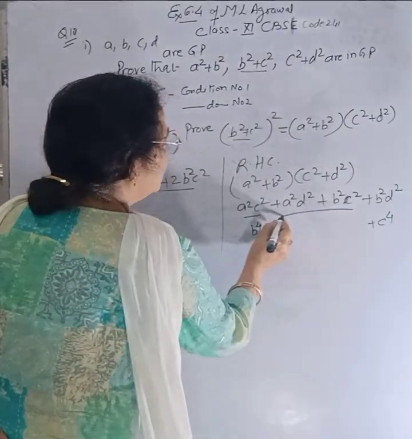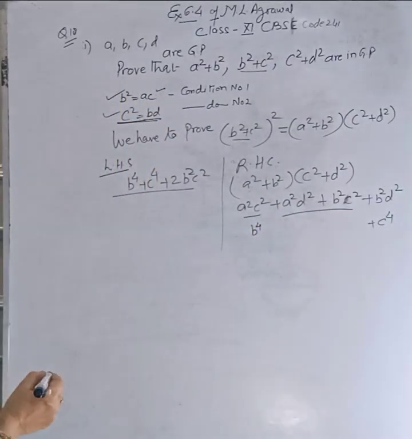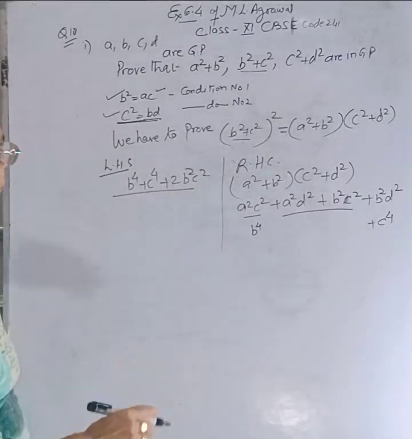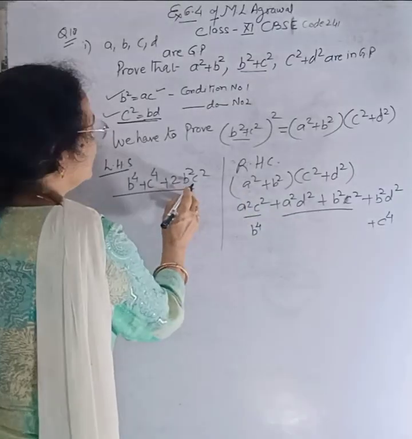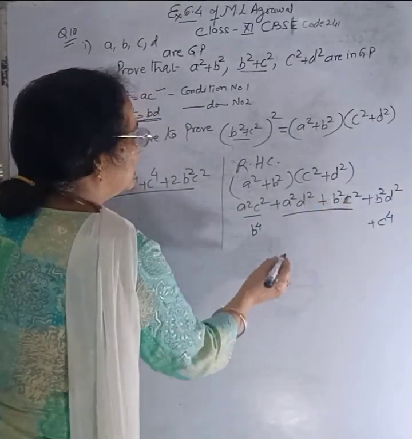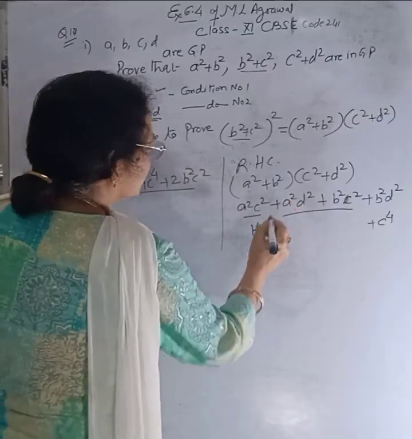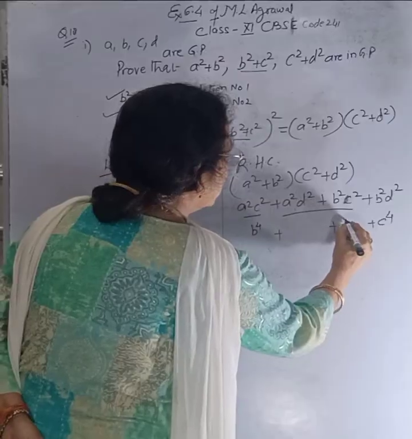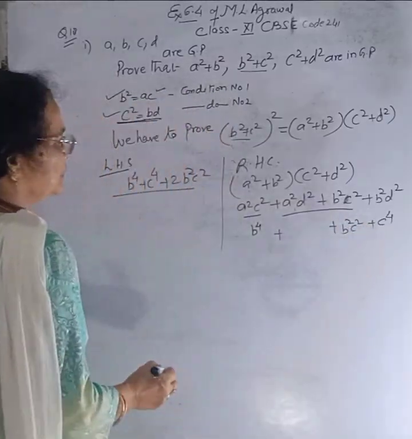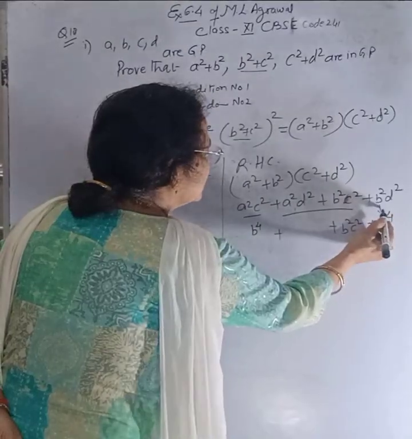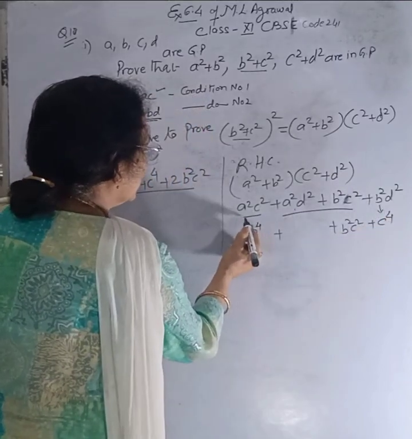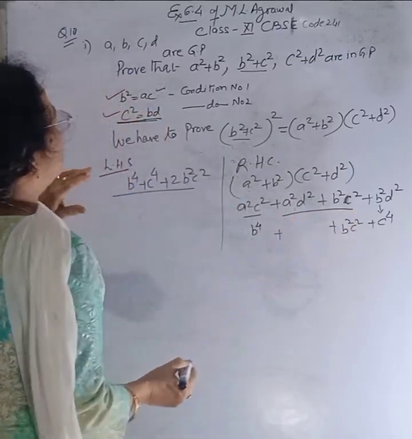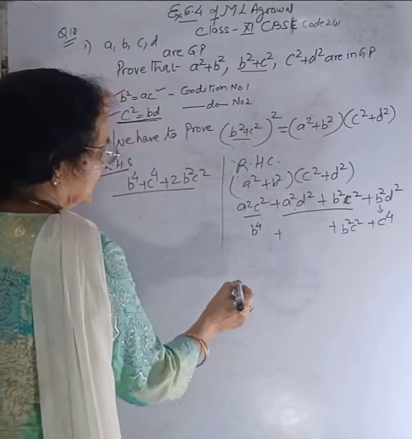Now, what is the use of the other two terms? They have to be converted in terms of 2 times B square C square. Somehow we have to prove this is equal to 2 times B square C square. B square C square is already there. In place of this, we can write C to the power 4, and in place of this, we can write B to the power 4. This already is B square C square, and this is A square D square.